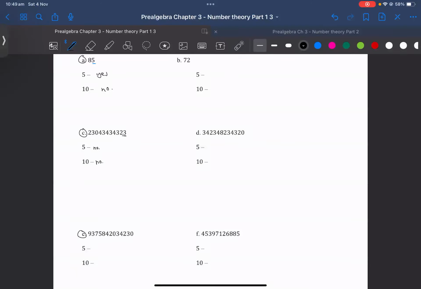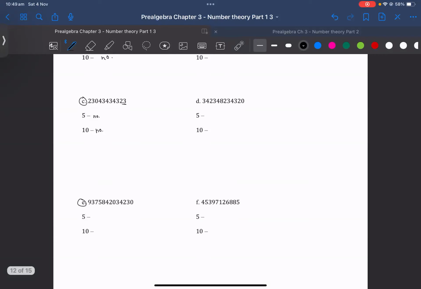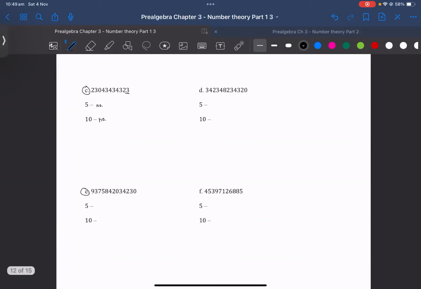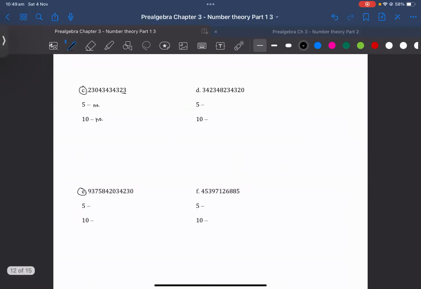So if it doesn't work for 5, it doesn't work for 10 either. So actually, if it doesn't work for 5, it doesn't work for any multiple of 5. It's not a multiple of 15, not a multiple of 20. It won't be a multiple of those numbers either.